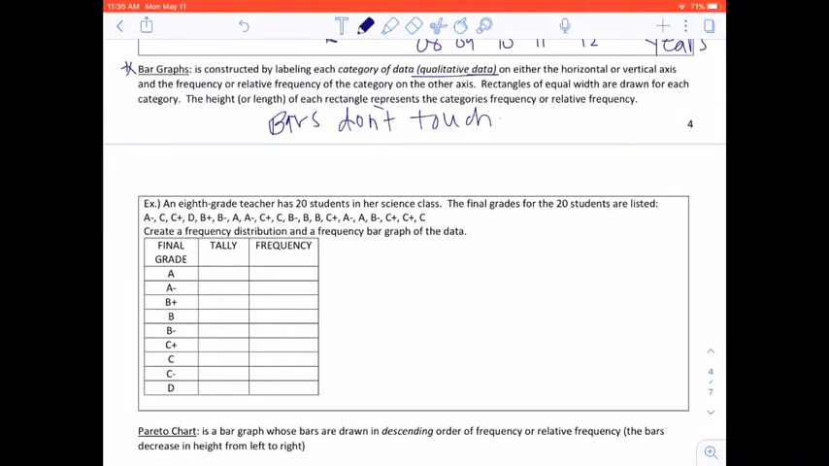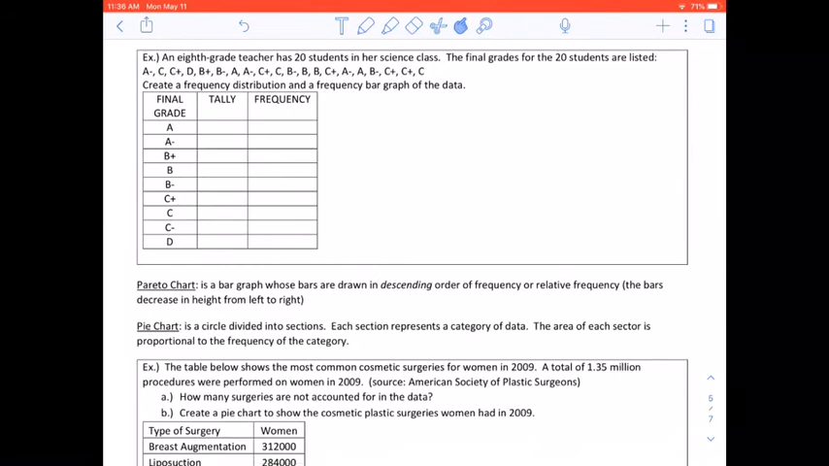So the next example that we have says, an 8th grade teacher has 20 students in her science class. The final grades for the 20 students are listed. It says create a frequency distribution and a frequency bar graph of the data. So there's all the data there.